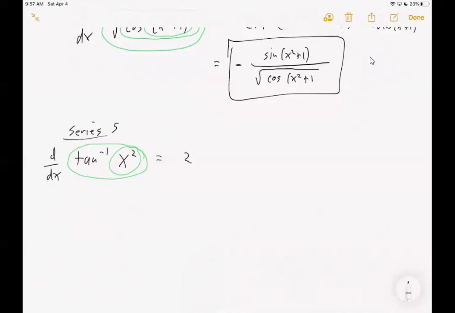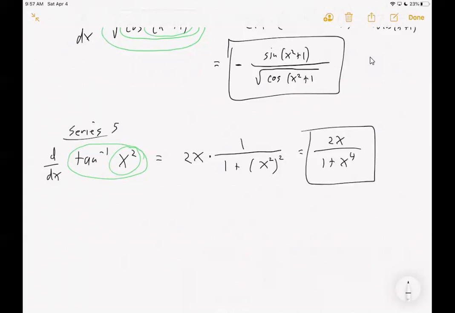The derivative of the inner layer is 2x. And hopefully you remember that the derivative of an inverse tan is 1 over 1 plus something squared. Here's the tricky part. You may have written 1 plus x squared, but that was when it was the inverse tangent of x. We have to put the entire inner layer into this. Okay, so the argument of the inverse tan is x squared. So we need to square x squared. So this simplifies. We can write 2x over 1 plus x to the 4th as our answer.